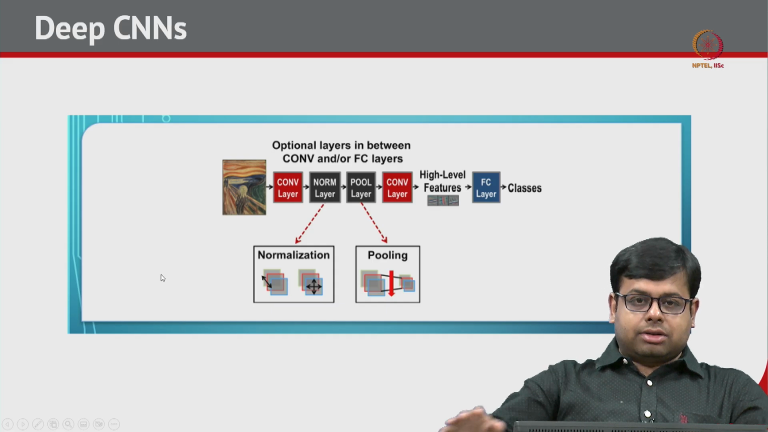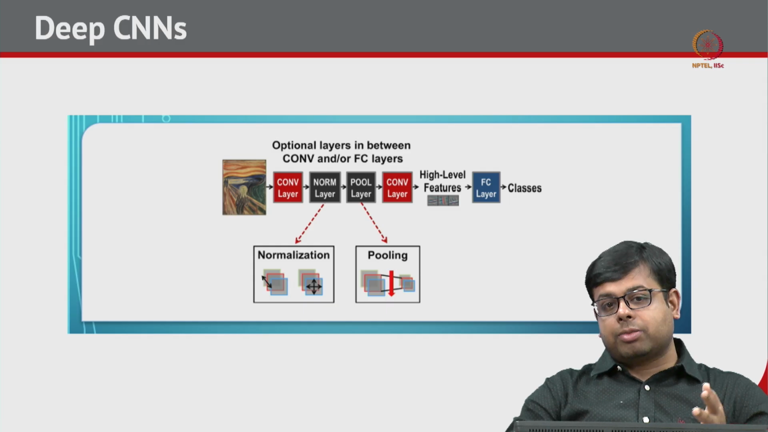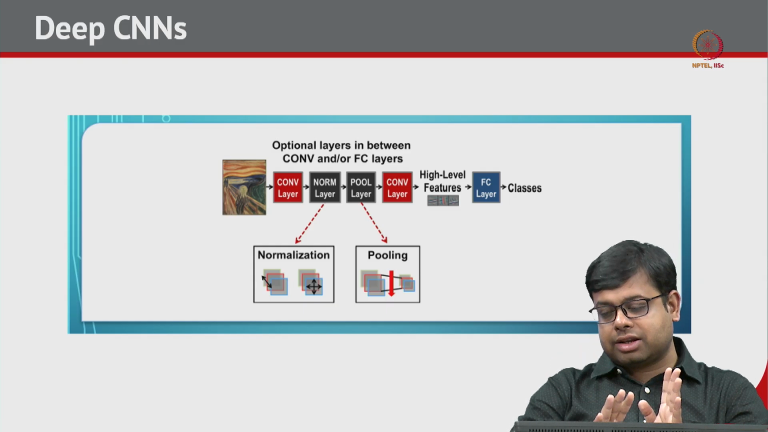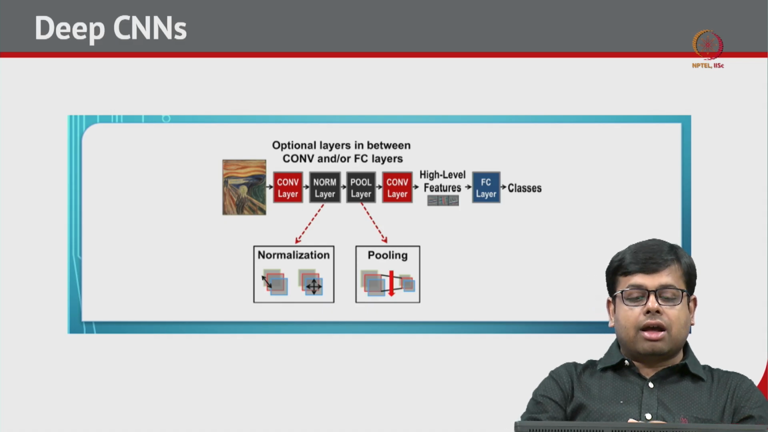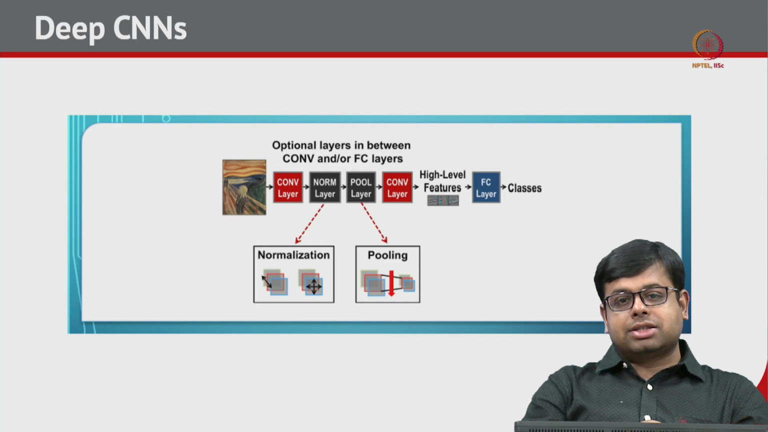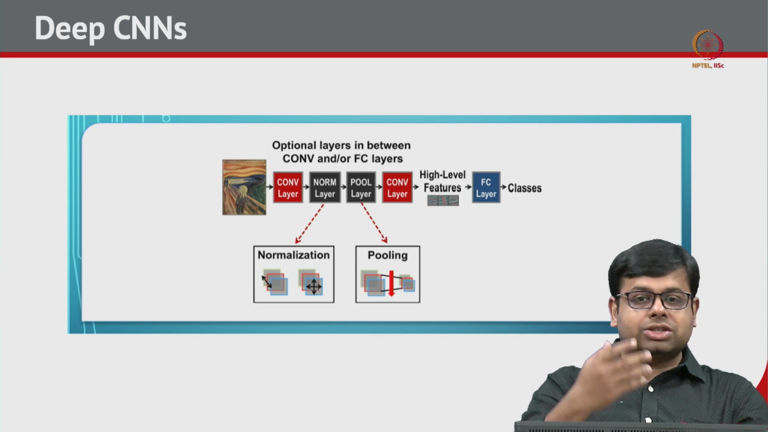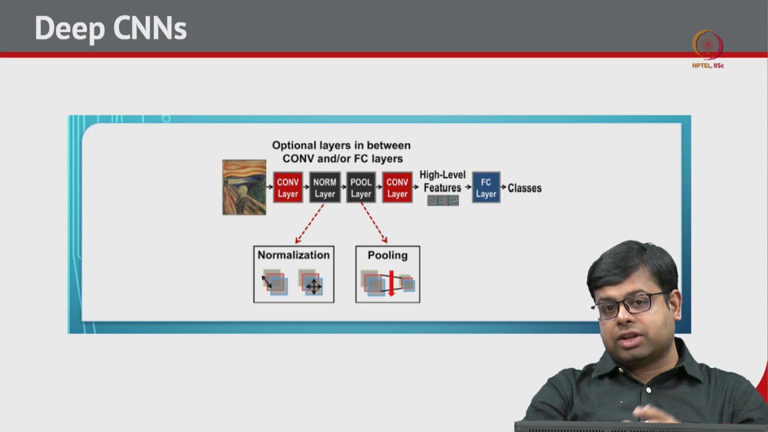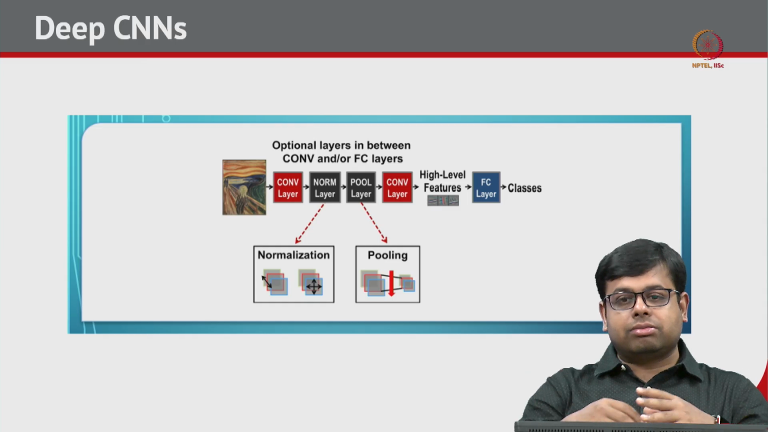Now, there are more components between convolutional layers. There is something called normalization. Do not worry, we will see what convolution is and how exactly it works. We will also see how normalization works. Apart from normalization there is something called pooling. Normalization is used to make sure that the range of those activations is not very high.